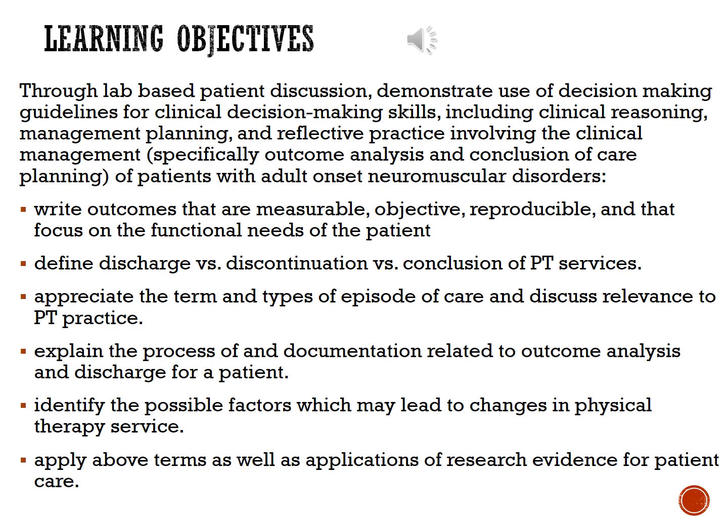We'll review those terms that we discussed in our last lecture in the fall semester related to the differences between discharge, discontinuation, and conclusion of care. We'll talk about episodes of care and what might interrupt an episode of care for an adult patient with neuromuscular challenges. We will talk about the process and the documentation that's needed as it links to outcome analysis and then getting a patient ready to be concluded from therapy. And we'll also apply those terms in the constructs of research evidence for patient care.